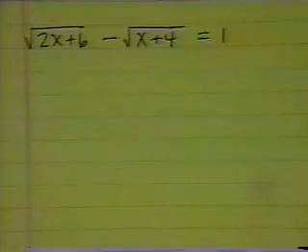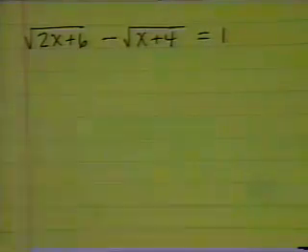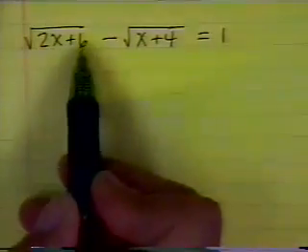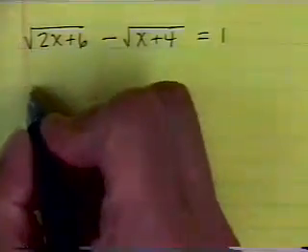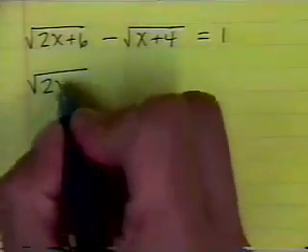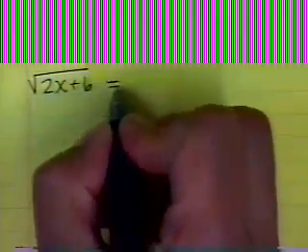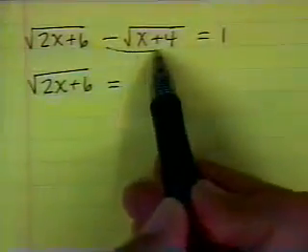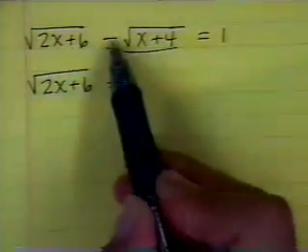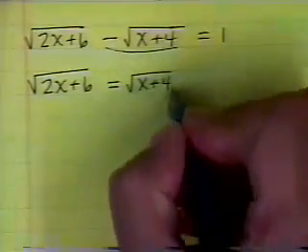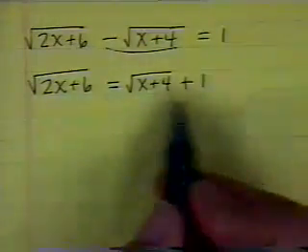Again, start off by isolating one of your radicals. I think he's a little bit uglier than the other one, so I'm going to isolate him first. We have the square root of 2x plus 6 equals, and again, remember, when you move this guy over to the right-hand side, only his coefficient changes sign, so he becomes a positive square root of x plus 4 plus 1.